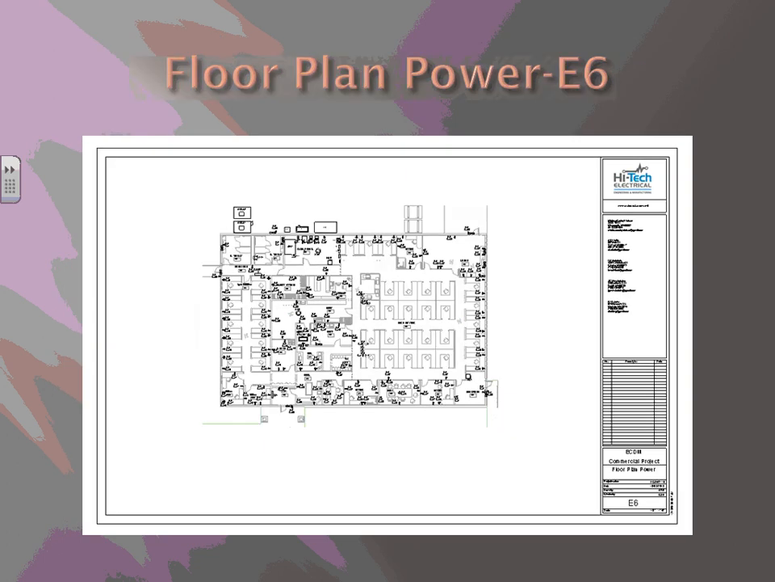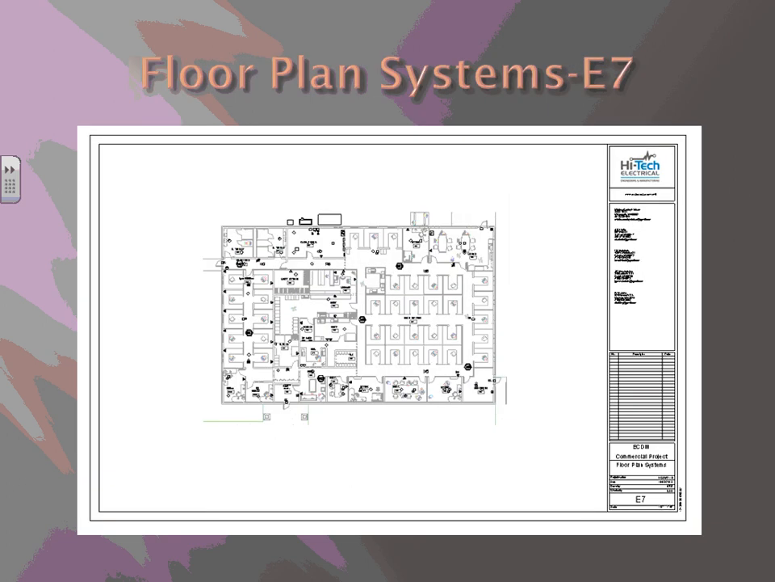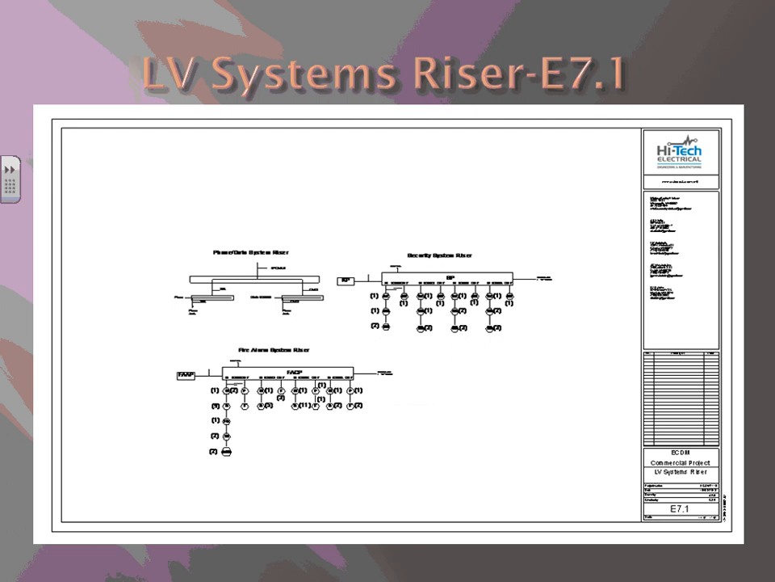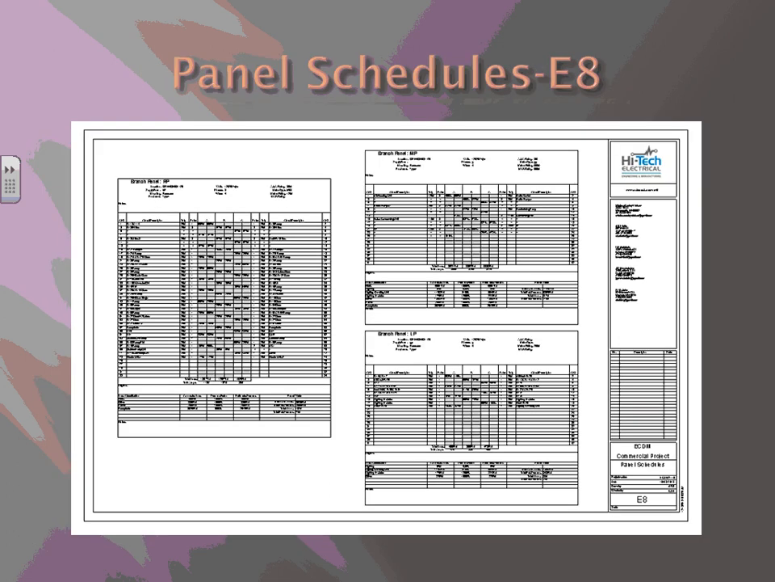Floor plan power, E6. This will be run by Brian. Brian will introduce this more. Floor plan systems, E7, and Karen will introduce this more in depth. Low voltage systems riser, E7.1. And the panel schedules, Brian will take you in depth again on this.